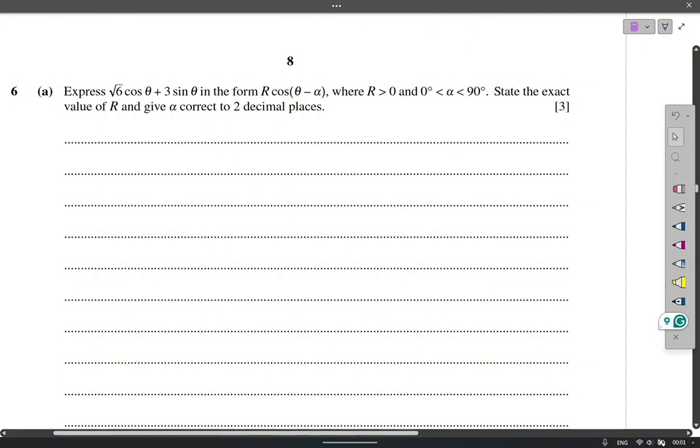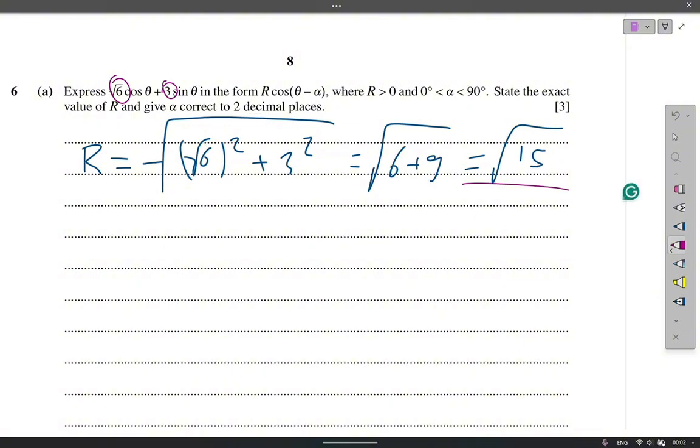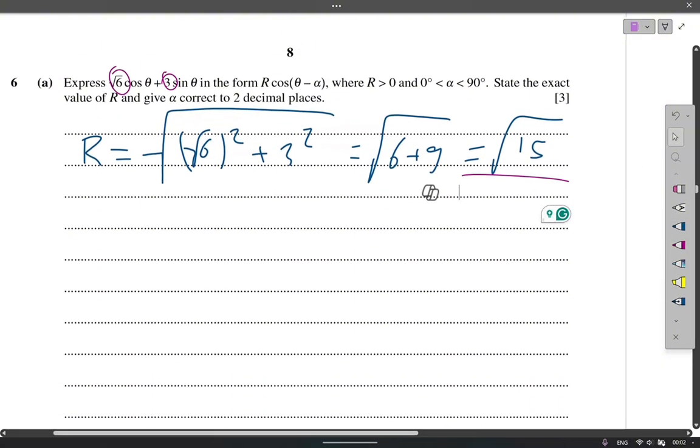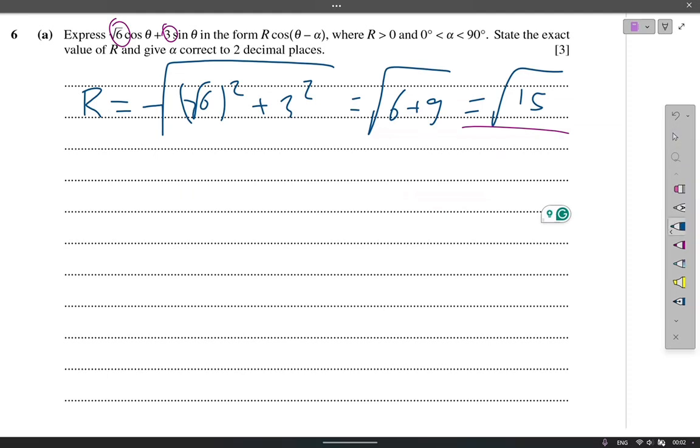Okay, the sixth question. The first thing to do, we have to find our value r. So to find the value of r, it's just this one plus squared and added. Here is our r value. Okay, in the next part, we have to determine the alpha value.